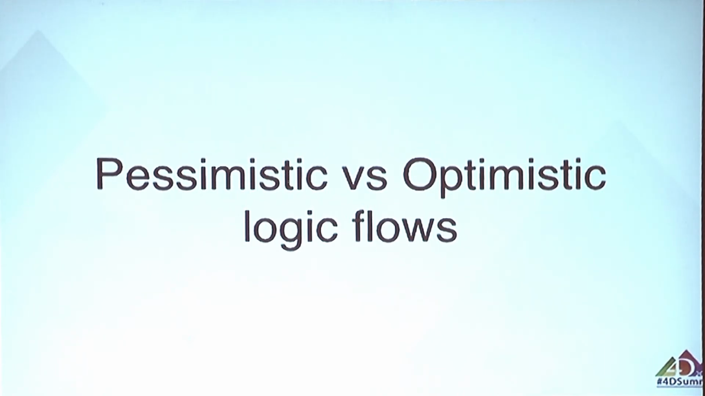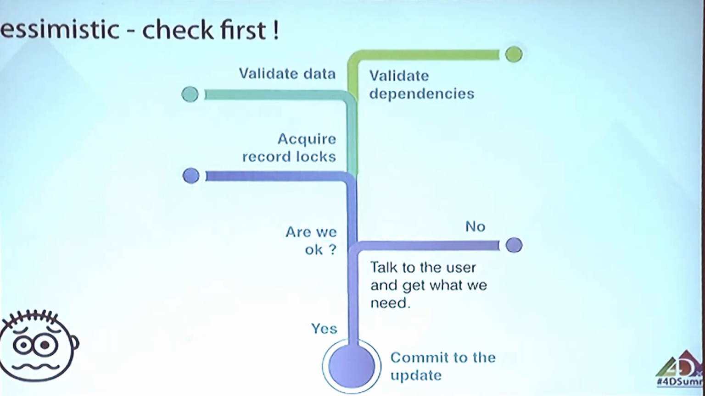4D uses pessimistic logic flows in its basic form. Out of the box, it uses pessimistic record locking, and in general, that means we check things first before we do anything.